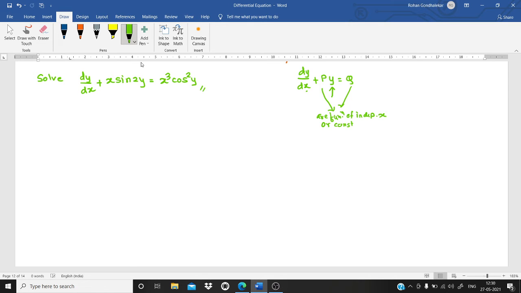Fine. Now, as your q is a function of the independent variable, look at the given problem. The q, that is the right hand side function, involves x cube as well as cos square y. X cube is a function of the independent variable, of course, but the additional term, cos square y, is not. So what is to be done first? We must remove cos square y from the right hand side.